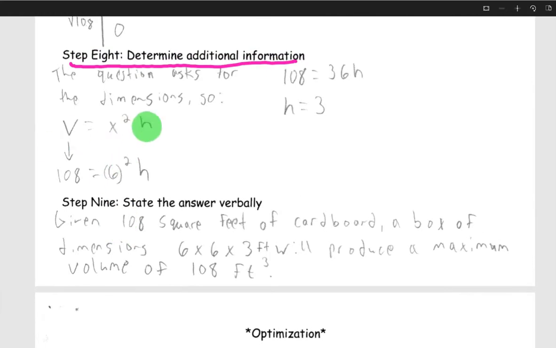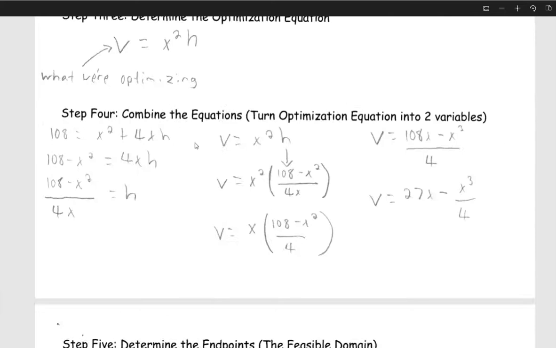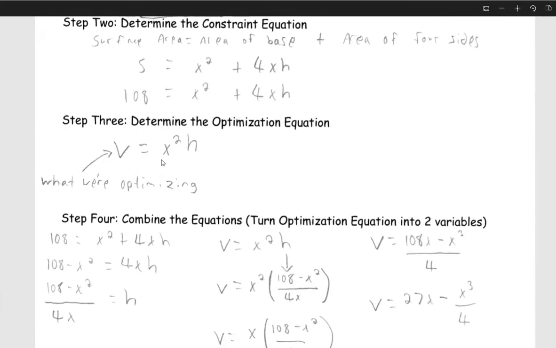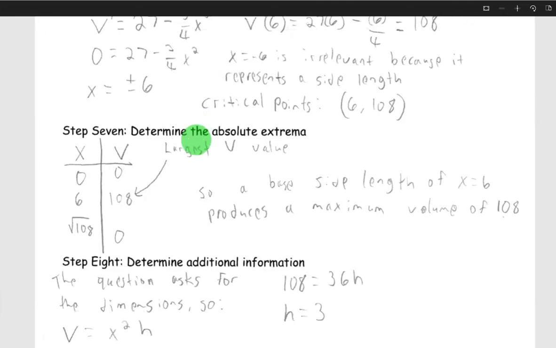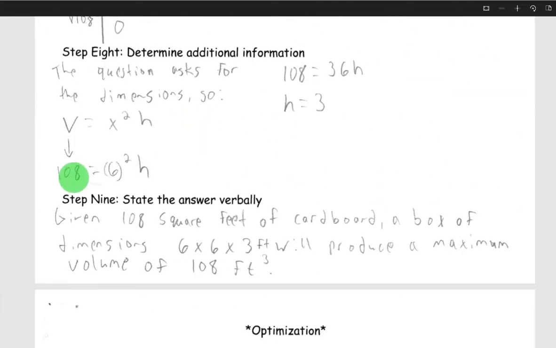So v equals x squared h. 108 equals 6 squared times h. Again, we're just using the optimization equation to solve for h. We could have used the constraint, got the same answer. Okay, so 108 equals 36h, basically, divided by 36, h equals 3.